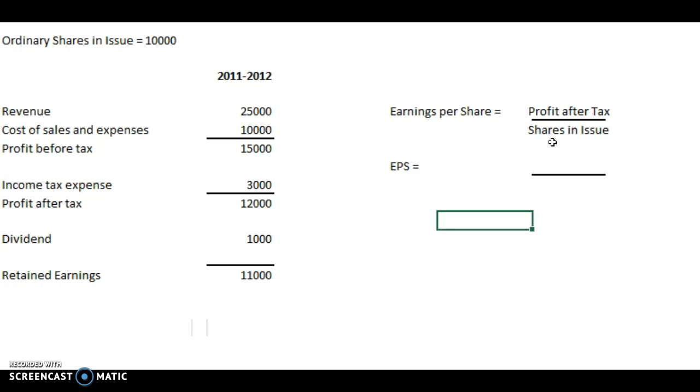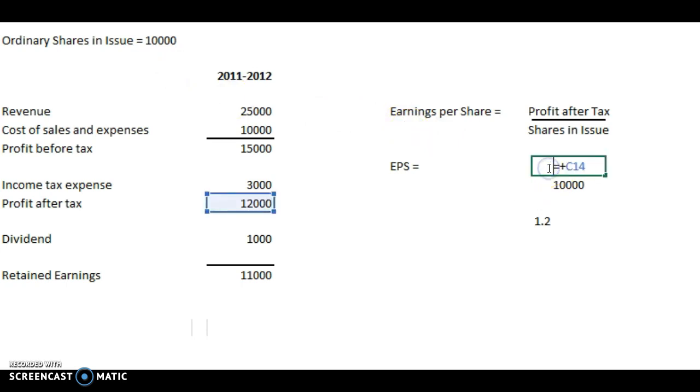And for this very simple example, we can just put these numbers straight in. Profit after tax is given here on the statement of profit and loss, 12,000 in this case, and the shares in issue is given in the question as 10,000. So we can just write that straight in, 10,000, and that will give us our answer, plus 12,000 divided by 10,000, not very hard, 1.2.